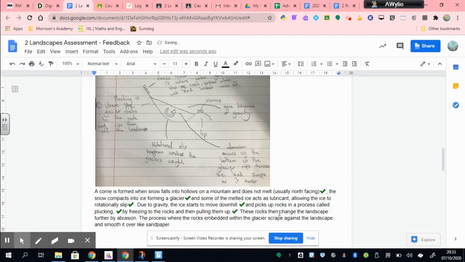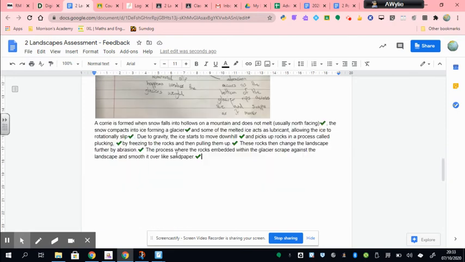Then these rocks then change the landscape further by abrasion. Excellent. A second process. We've got abrasion in our answer. And then finally, the process where the rocks embedded within the glacier scrape against the landscape and smooth it over like landscape sandpaper. So this student has explained what abrasion is. So just like the spit answer, this would also be considered to be a very, very good higher level answer, not just a National 5, especially with the additional little point there. Okay, so let's move on. That was out of 4.